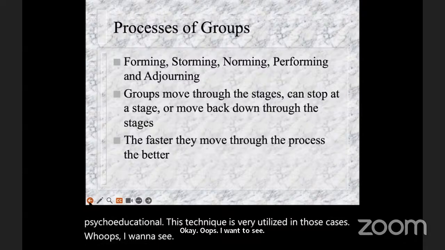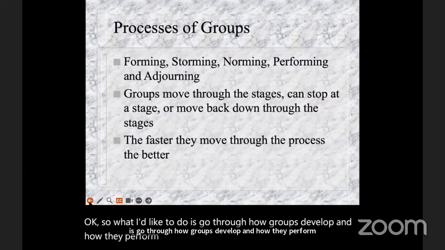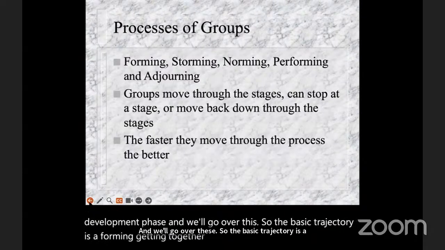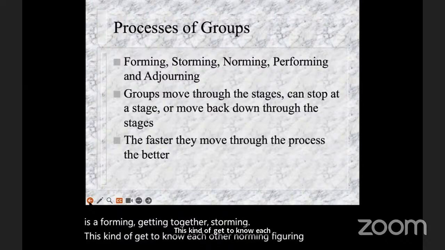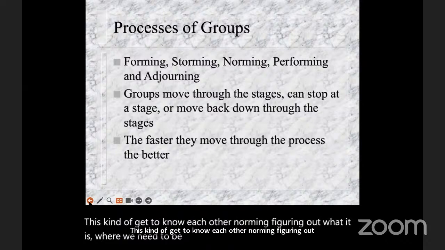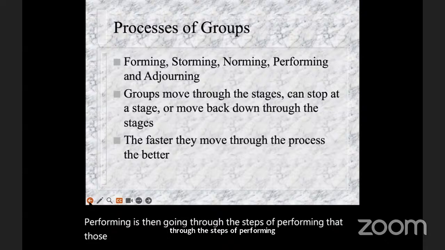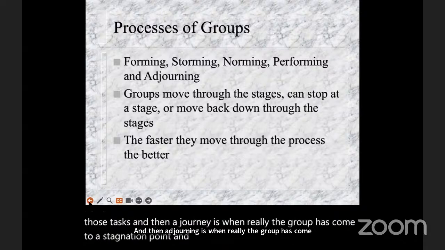Okay, so what I'd like to do is go through how groups develop and how they perform over time based on where they are in the development phase. And we'll go over these. So the basic trajectory is forming, getting together; storming, this kind of get to know each other; norming, figuring out what it is we need to be doing. Performing is then going through the steps of performing those tasks, and then adjourning is when really the group has come to a stagnation point. I'll provide a visual of this in just a minute.